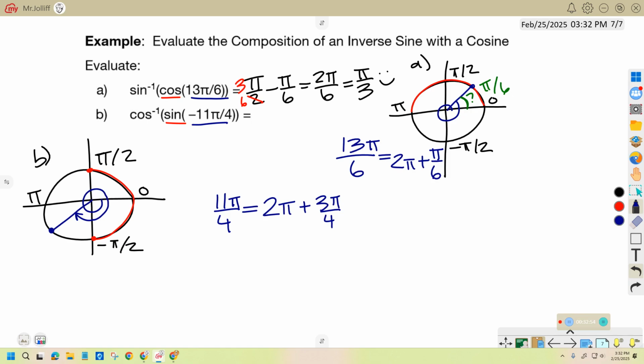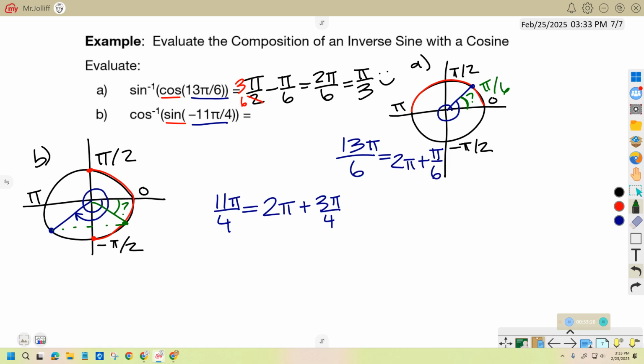And we check, did we land in the red zone? Frowny face. So I need to go and find the buddy that is in the red zone. So I reflect from the left half to the right half. I go straight across. And I want to know where that is relative to the x-axis. What is that angle?